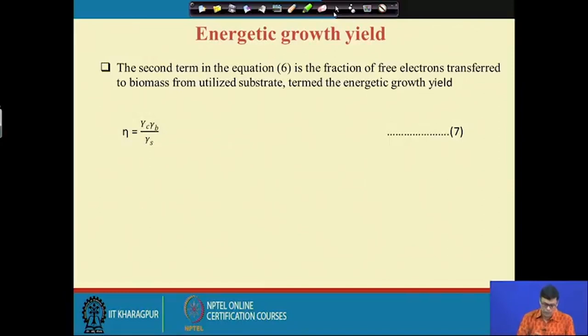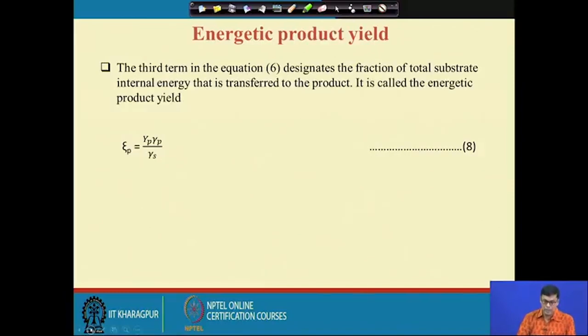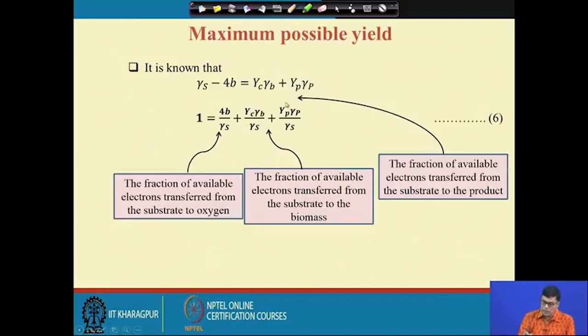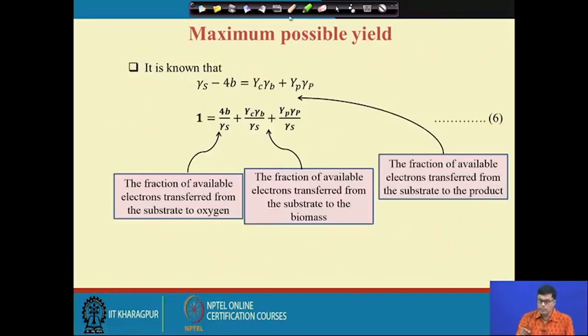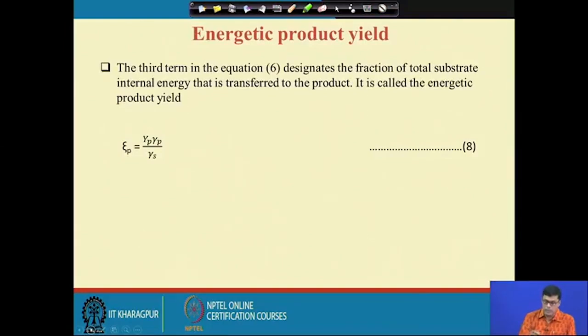Now, if you go through the second portion, here we can find out this portion. This portion we call energetic product yield. So, energetic product yield Y_P gamma P by gamma S, we can write like this.